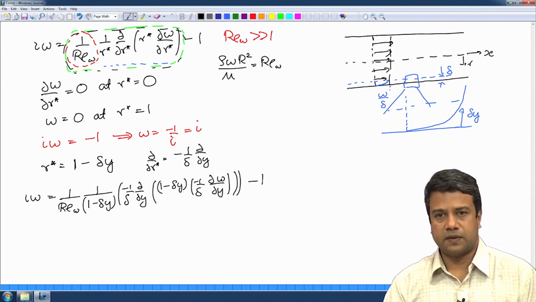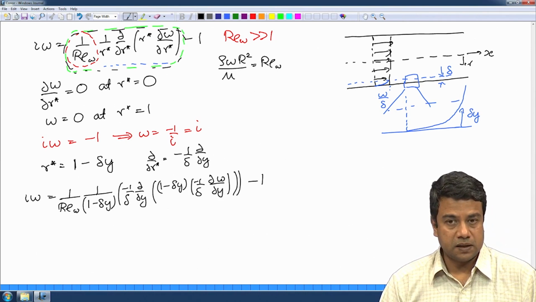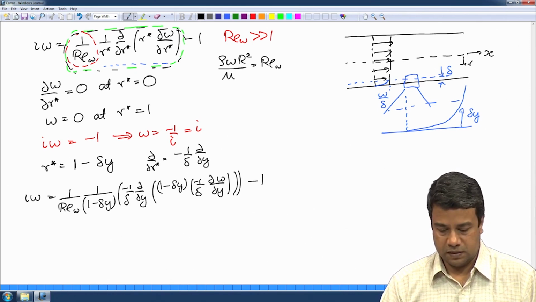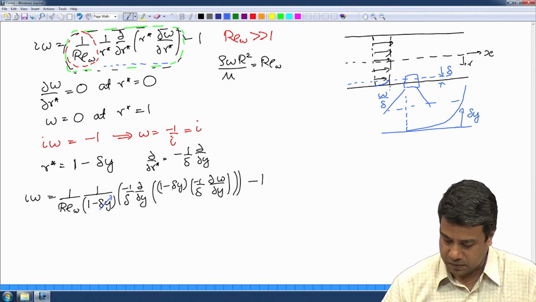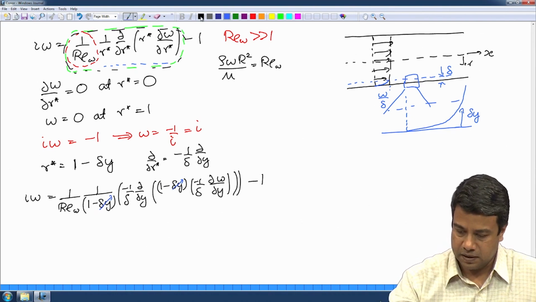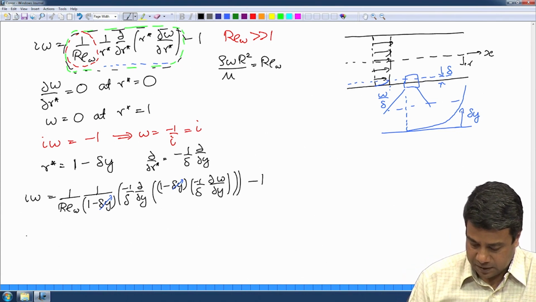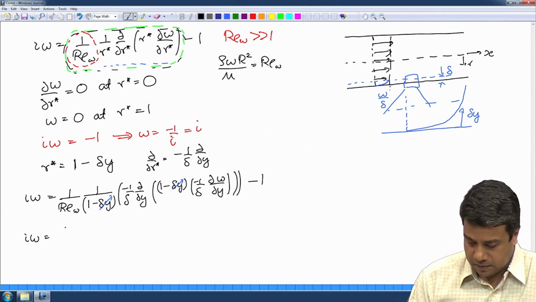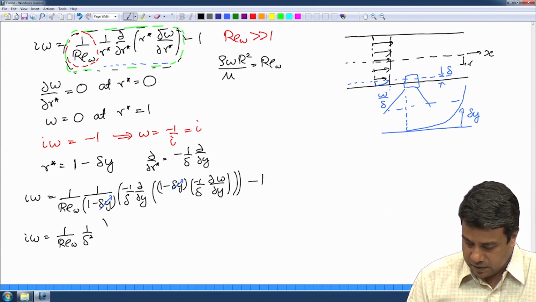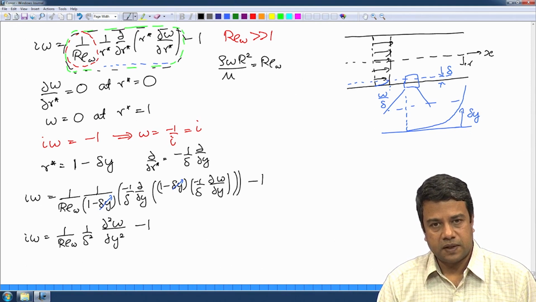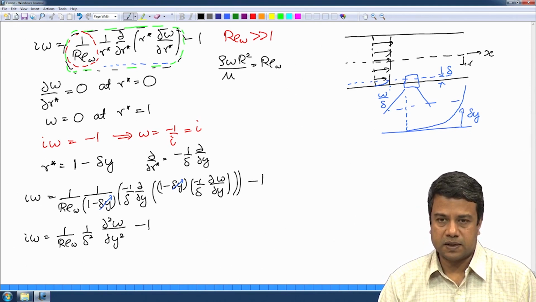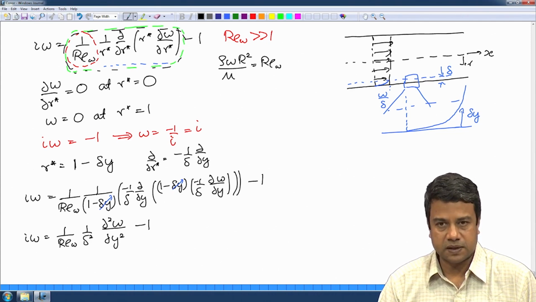And I told you delta is a small number, it is much smaller than 1. So, in this case I can neglect delta y in comparison to 1. And I will get i w equal to 1 by Re omega, 1 by delta squared, d squared w by dy squared, minus 1. So, therefore, I get back the original equation that I had.